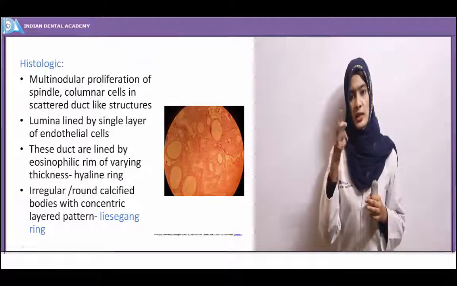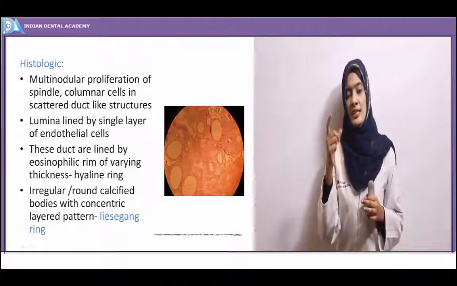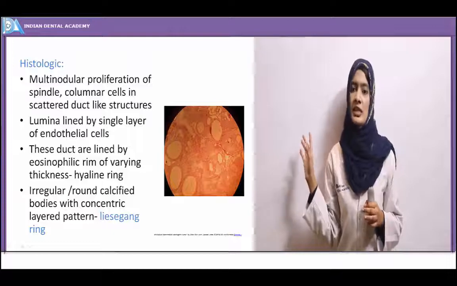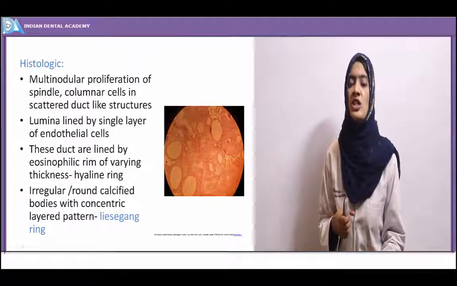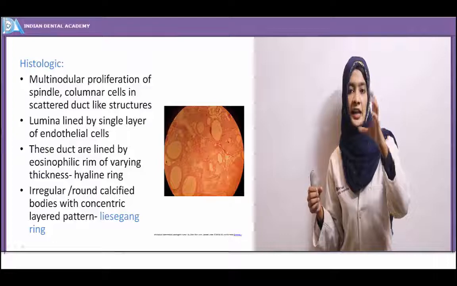The ductal lumina, the inner side of the duct, is lined by a single layer of endothelial cells. So the epithelial proliferation is present in the form of duct-like structures.